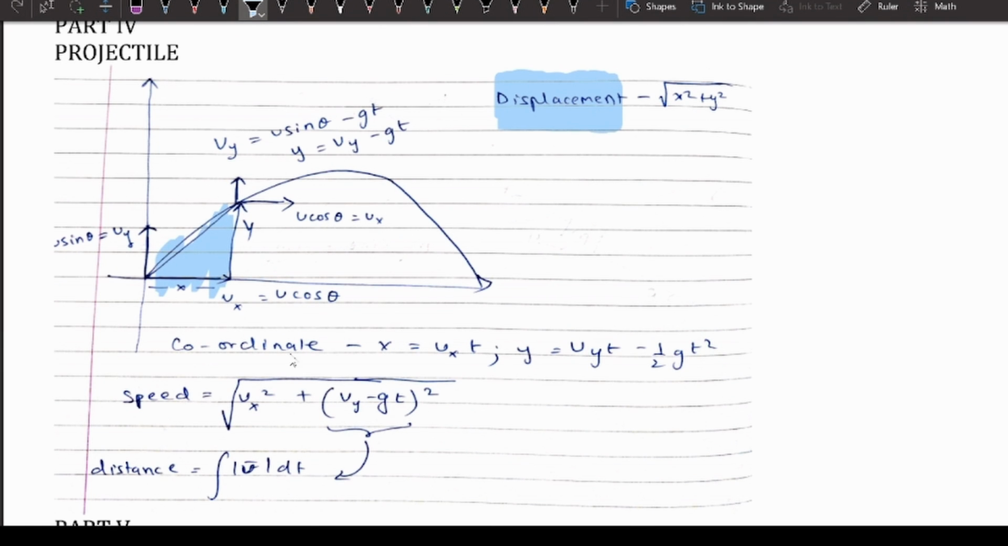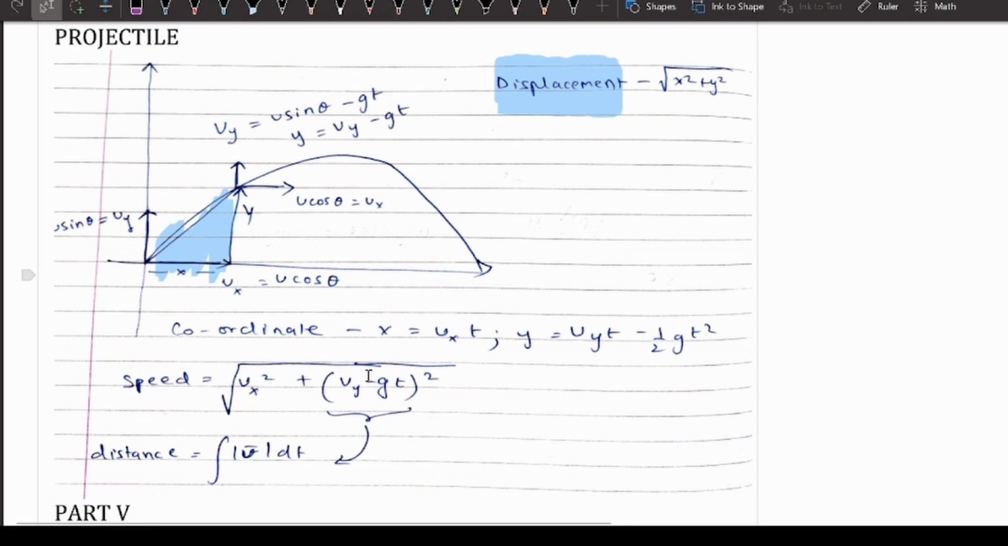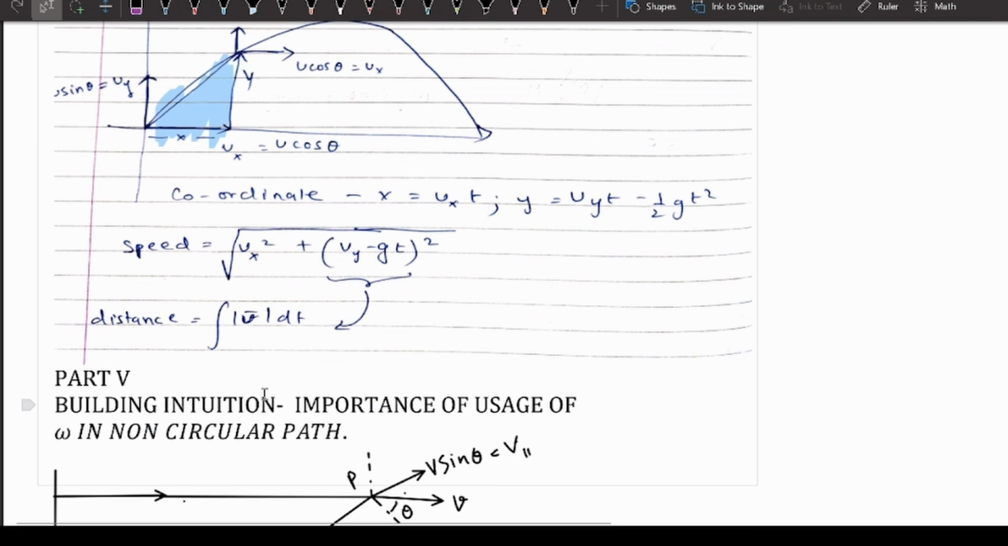And the coordinates of this at any point will go as: x coordinate will be ux t, and y will be uy t minus half gt square. Again, these are easily derivable from simple kinematic equations, right? And the speed, and these are just some other relations you might want to check out. Any questions so far?